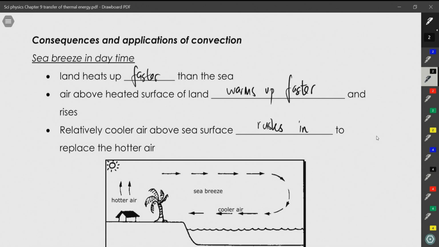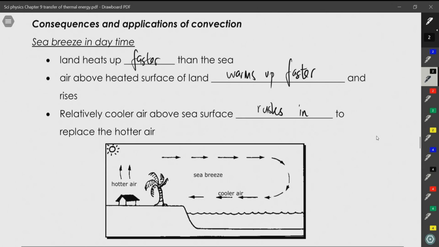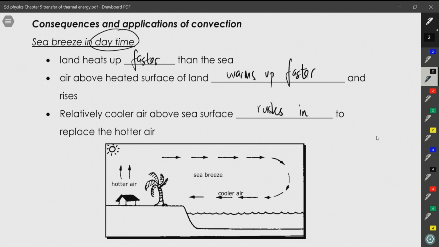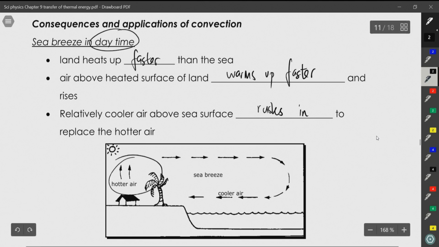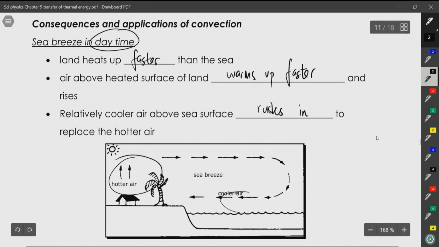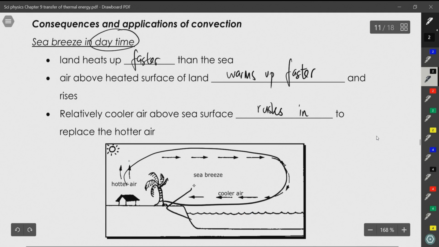Now, what happens is land heats up faster than sea. So that's the idea of daytime. The land heats up faster than the sea, so the air above the land warms up faster, and then it rises, while the air above the sea is cooler, therefore it sinks. This creates a convection current, as you can see. The hotter air will start to go here, while the cooler air will start to come here. So if you are standing here, what you will feel is that the wind is coming towards you in this manner.